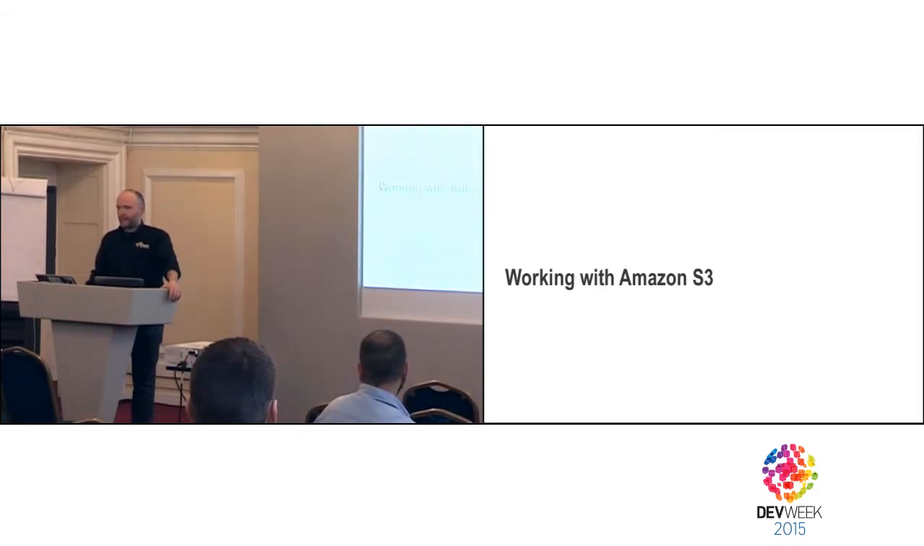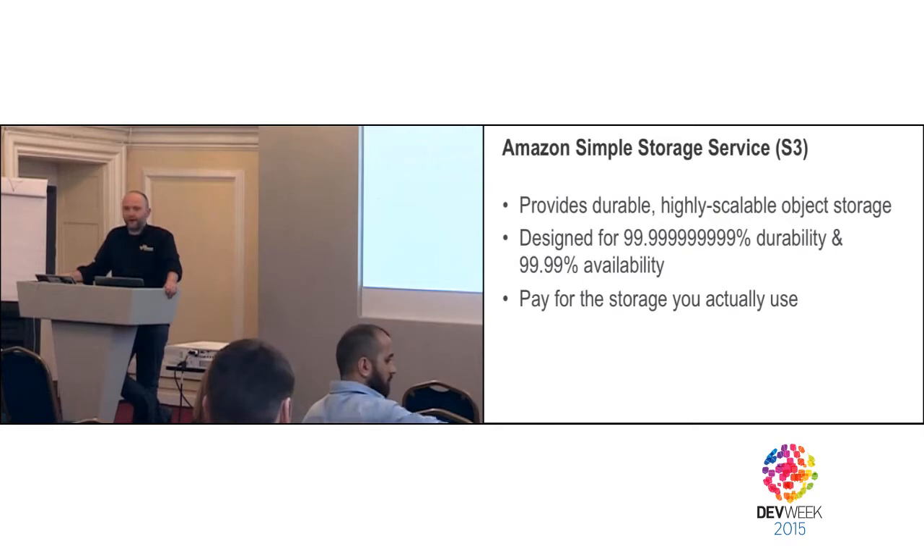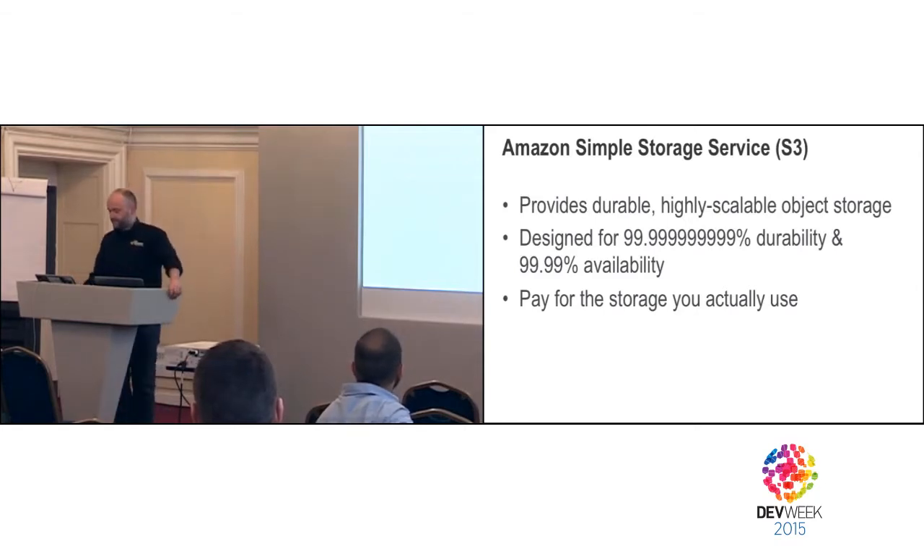So that's with EC2. My final one of the demonstrations is to talk about Amazon S3. So Amazon S3 provides a highly durable, highly scalable object storage. It's designed for 11 nines of durability, and it's designed for 4 nines of availability. And it's a storage service that you can use, and you only pay for what you store. So if you're storing only 1 kilobyte of data, then you're only paying for that. If you're storing 10 petabytes, you're paying for 10 petabytes.